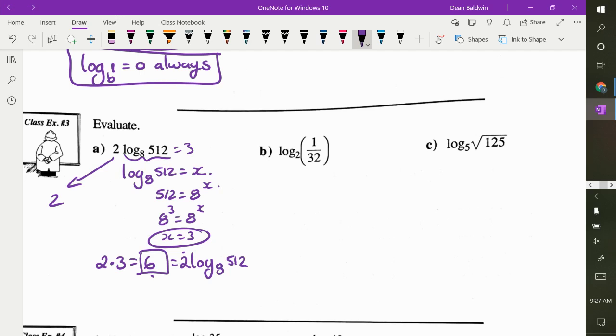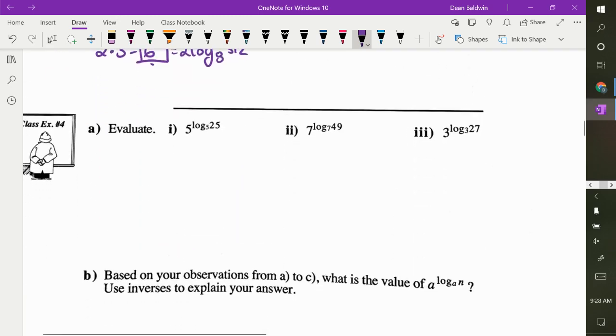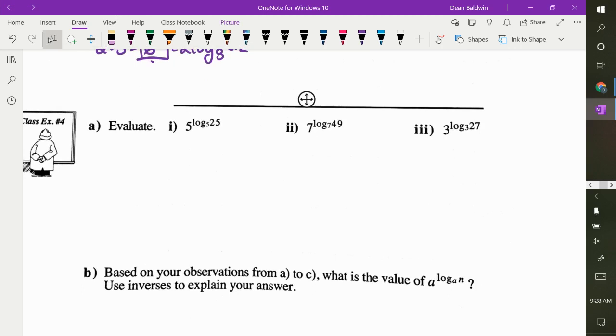I'm going to save the next two because it's kind of a pain to do this all the time. So we're going to go down to the bottom here. We're going to do these ones, and you're going to come up with a formula for me. So we have 5 to the power of log base 5 of 25. So our exponent is a log, which looks super ugly and crazy. But we're going to just deal with the exponent. I'm just going to go log base 5 of 25. What does that equal?